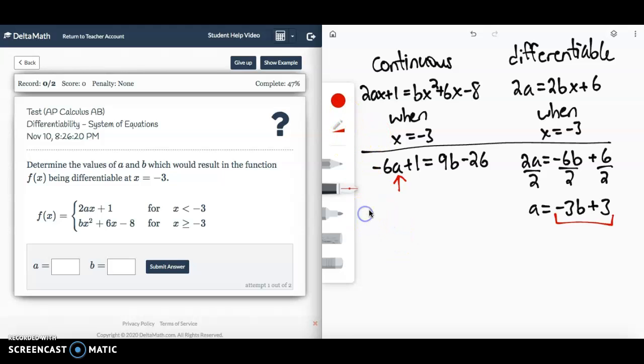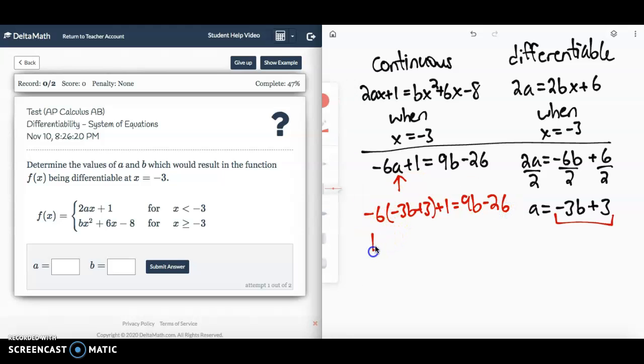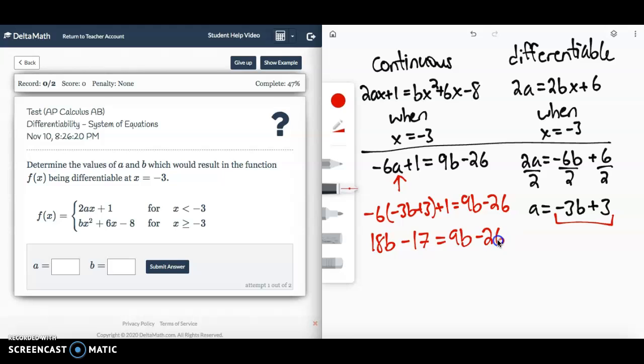So I'll get negative 6 times negative 3b plus 3 plus 1 equals 9b minus 26. So I get 18b minus 18 plus 1 would be minus 17. That's 9b minus 26. Subtract 9b over, add 17 over, I would get 9b equals... oh, negative 9. Negative 26 plus 17 would be negative 9, which means my b value would equal negative 1.